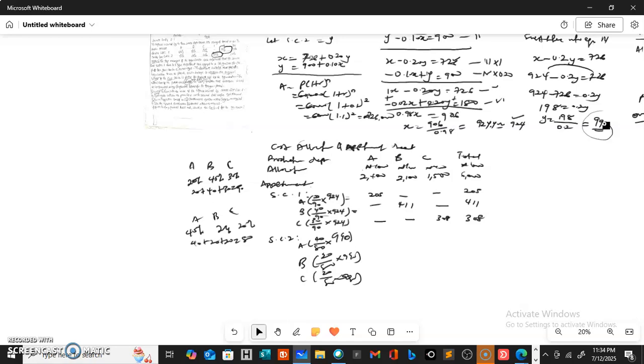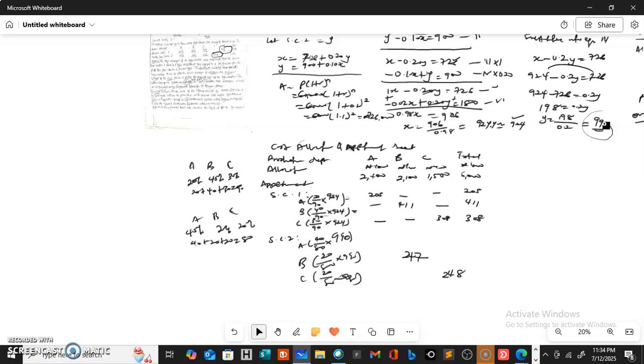So let us quickly do the calculation. 20 times 990 divided by 80. That's 247.5. So for C, that's 248. The same applies to these two, so let us say this will be 247 for B, to avoid approximation error.